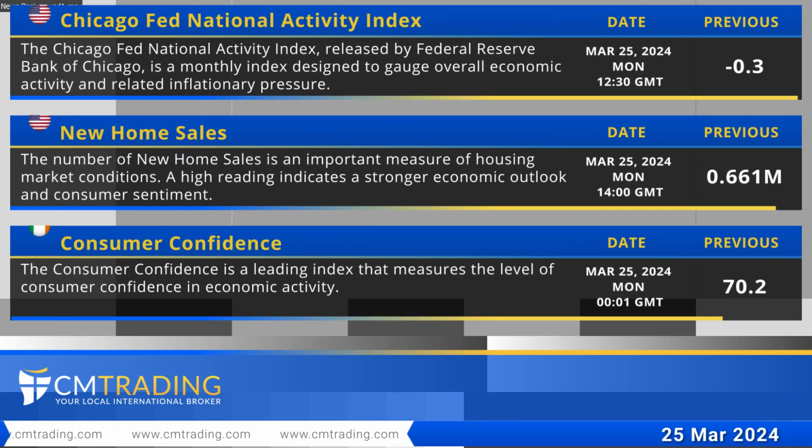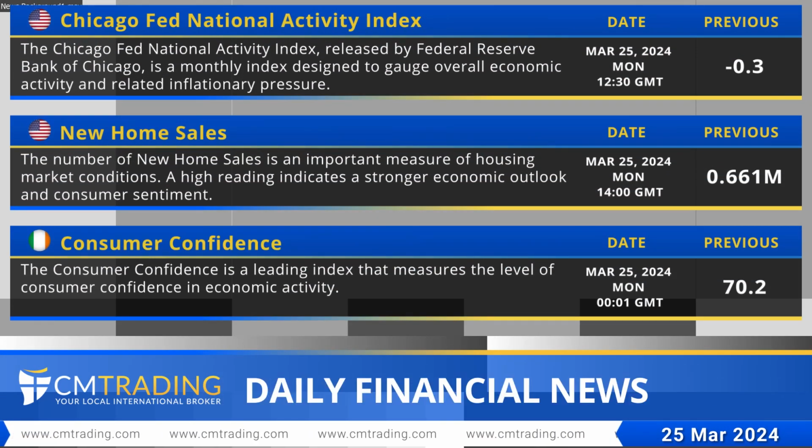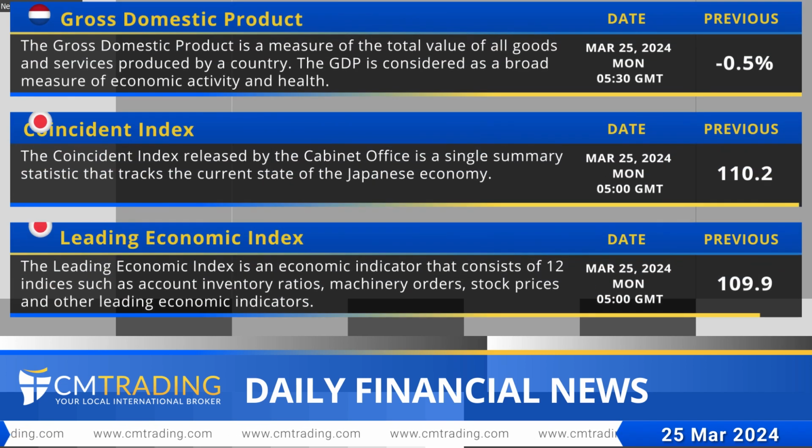The US Chicago Fed National Activity Index will be released at 12:30 GMT. The US new home sales at 1400 hours GMT. The Irish consumer confidence at 0000 hours and 1 minute GMT. The Dutch gross domestic product will be released at 0530 GMT. Japan's coincident index at 0500 hours GMT. Japan's leading economic index at 0500 hours GMT.